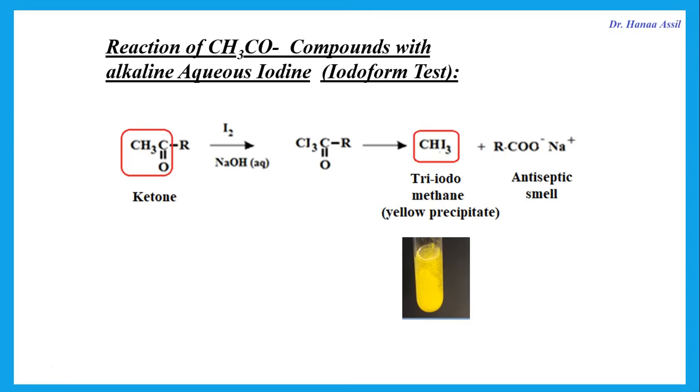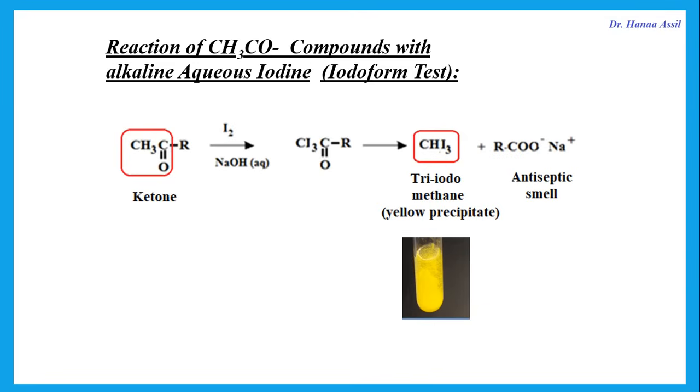Test to show the presence of this methyl ketone, which is the CH3C=O. So if we have a methyl ketone on one end, we can add aqueous iodine in sodium hydroxide. This gives a yellow precipitate due to the formation of CHI3 and the sodium salt of the rest of the aldehyde, and that gives an antiseptic smell.